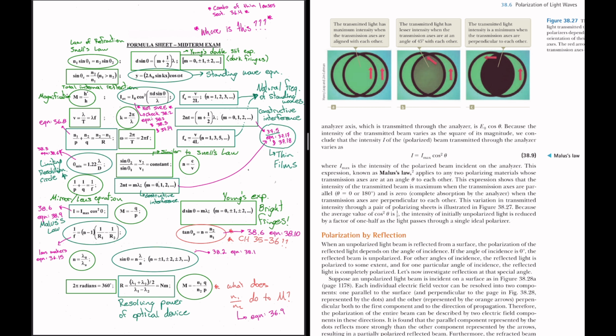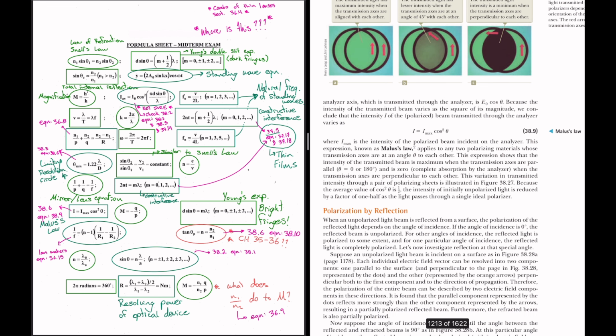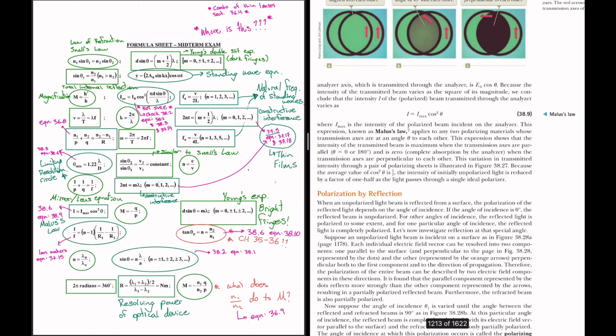Because the intensity of the transmitted beam varies as the square of its magnitude, we conclude that the intensity I of the polarized beam transmitted through the analyzer varies as, and then they cite Malus's law, where I max is the intensity of the polarized beam incident on the analyzer. This expression is known as Malus's law, and it applies to any two polarizing materials whose transmission axes are at an angle theta to each other.